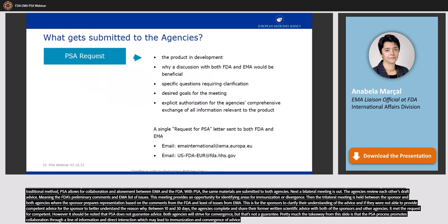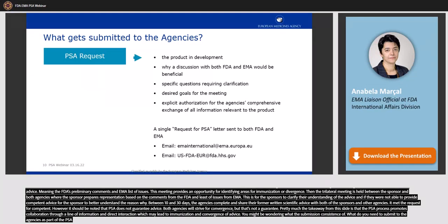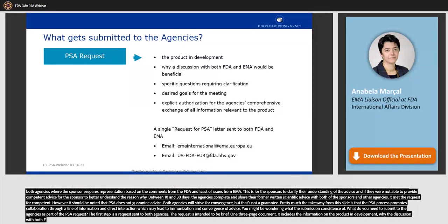You might be wondering by now what a PSA submission consists of. As a sponsor, what will you need to submit to the agencies as part of a PSA request? The first step is a request sent to both agencies. This request is intended to be brief, a 1 to 3-page document, and includes information on the product in development, why a discussion with both FDA and EMA would be beneficial, specific questions requiring clarification, desired goals for the meeting, and authorization for the agency's exchange of all information relevant to the product.